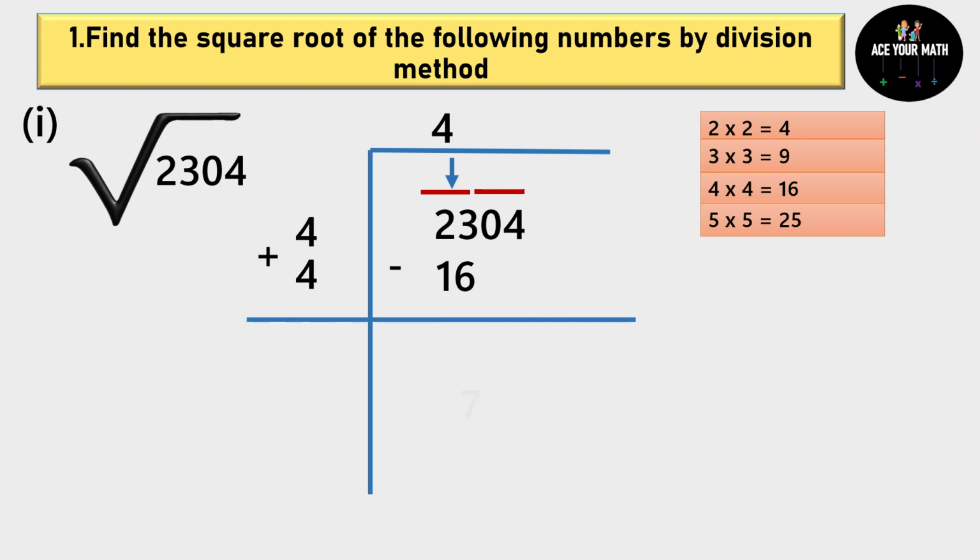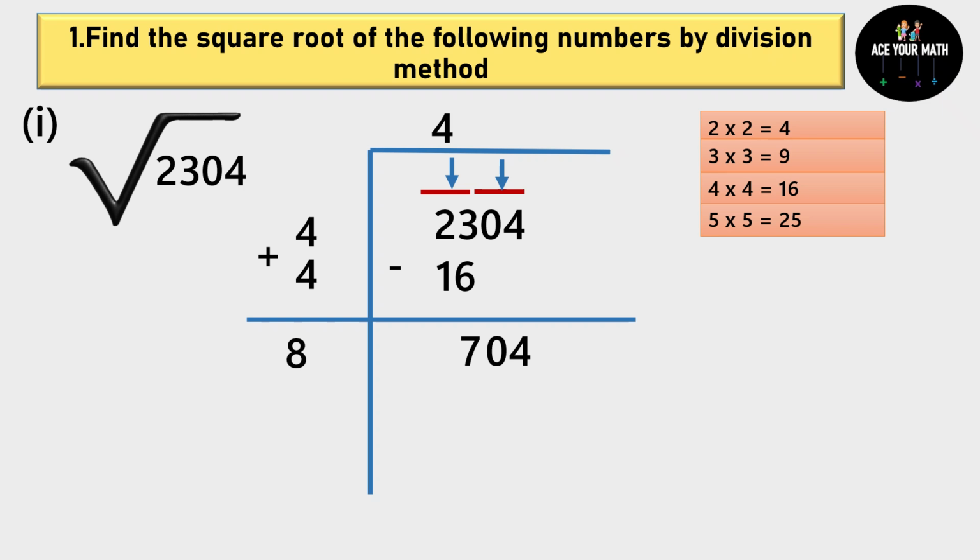See, when you subtract 16 from 23, what you get? You get 7 as the answer. On the left hand side, complete this addition. 4 and 4 will give you 8. Okay, so this completes the first step. Now you will consider second group, which is 04. Now bring down 04. Now the new number formed is 704.